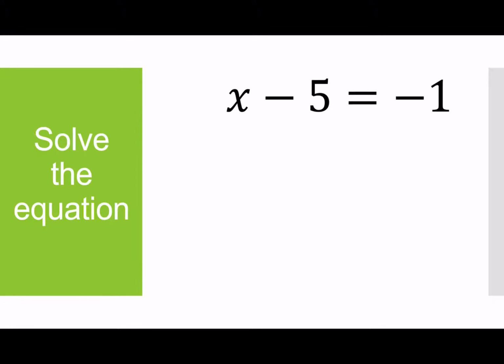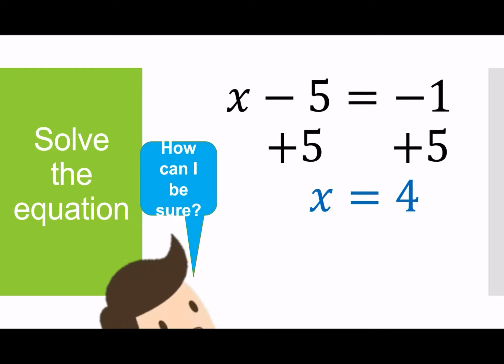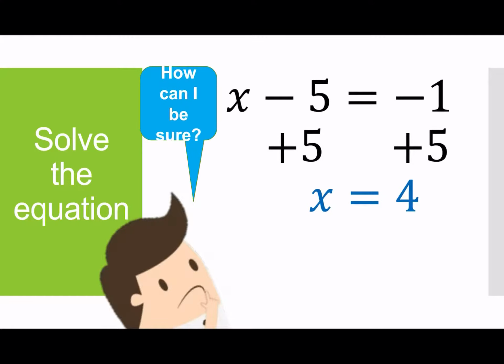So let's solve this one. So we have x subtract 5 equals -1. So remember, my goal is to get my variable by itself. It wants to be isolated. So I need to get rid of that -5. So in order to cancel it out, I'm going to add 5 to that side. But since I did that, I have to do that to the other side, add 5. So -1 plus 5 equals 4. And how can I be sure? I can plug that 4 in for x, and then 4 subtract 5 does equal -1.